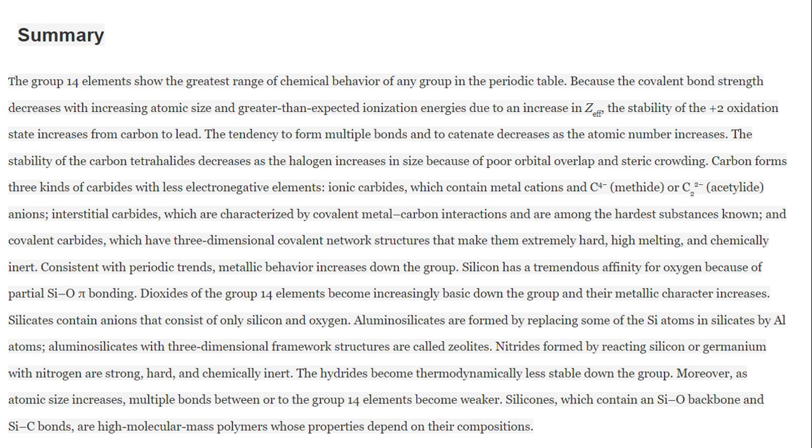Now we come to nitrides, which are formed by reacting silicon or germanium with nitrogen. The bond is strong, hard and chemically inert. The hydrides become thermodynamically less stable down the group. Moreover, as the atomic size increases, the multiple bonds between all the group 14 elements become weaker. Silicones, which contain a silicon-oxygen backbone and silicon-carbon bonds, are high molecular mass polymers whose properties depend on their compositions.